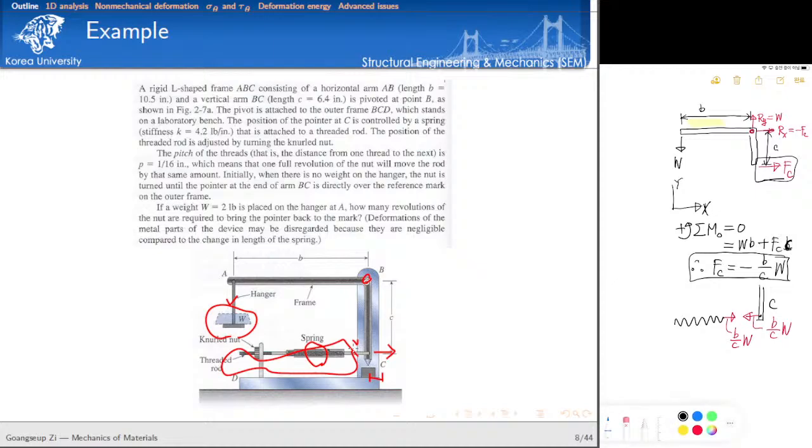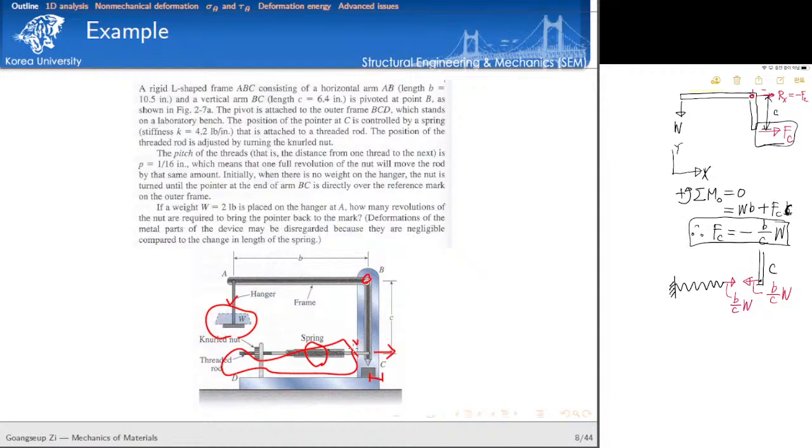So now let's solve the problem. Let's consider the support here. I can calculate the reaction very easily, so I don't want to repeat it here. The elongation at that point is what? The length of the spring divided by the spring modulus, so 1 over the spring modulus, and then the force W. This is the elongation. Okay?